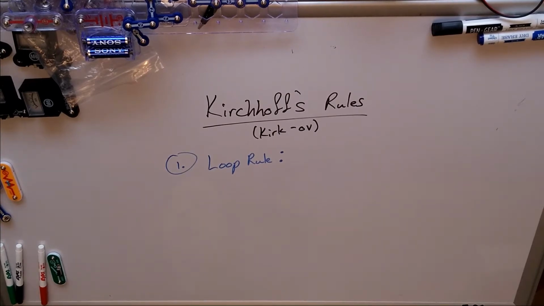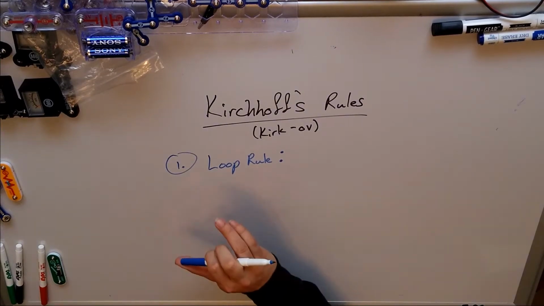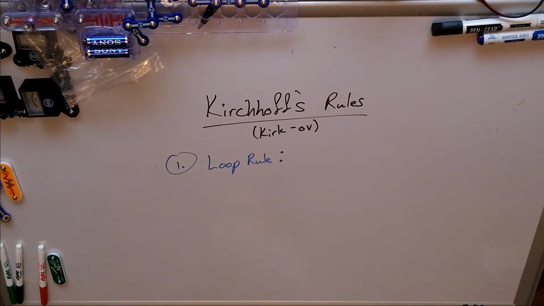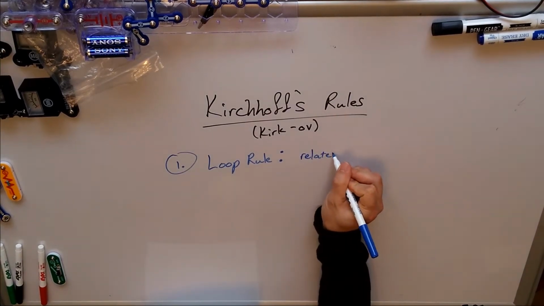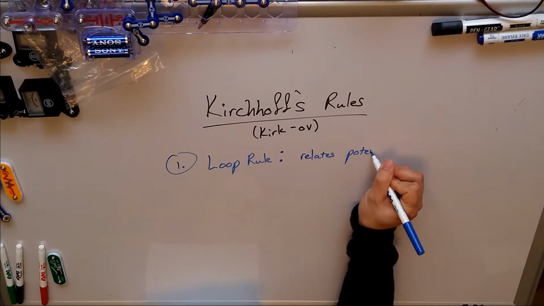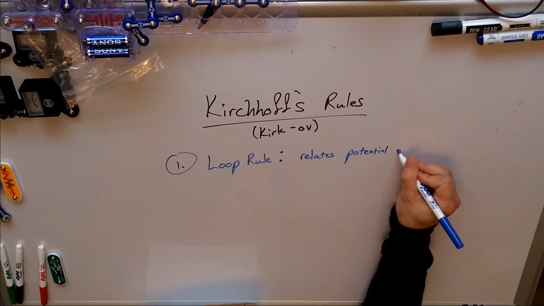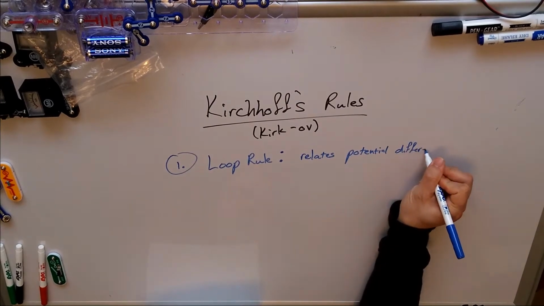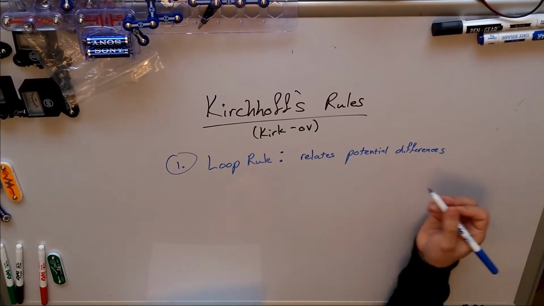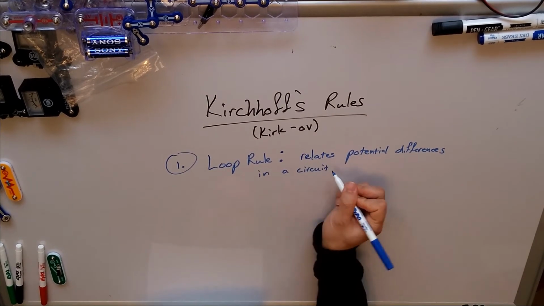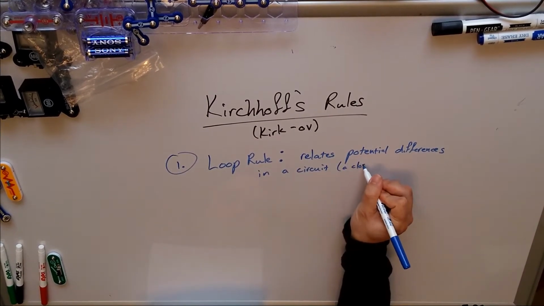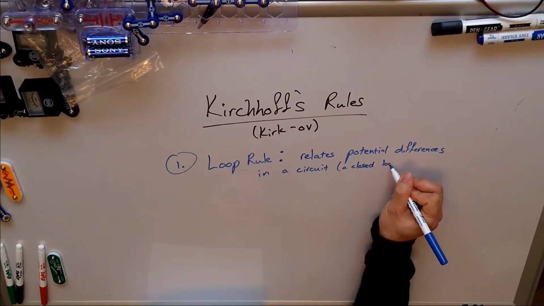This is also known as the voltage rule. I do not recommend that at all. I'm not even going to write it down. Remember that this is loop rule. This one, more than the other one, is important that you do keep track of that loop. All right, what it does is it relates potential differences, voltages, if you will, in a circuit, specifically a closed loop of the circuit.